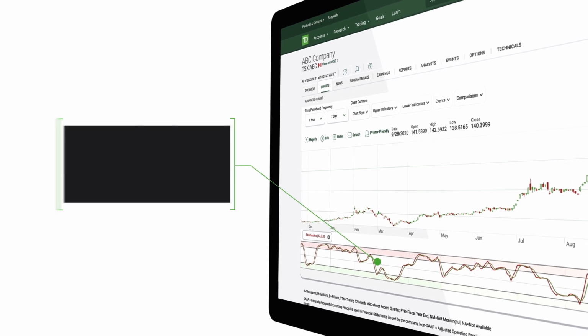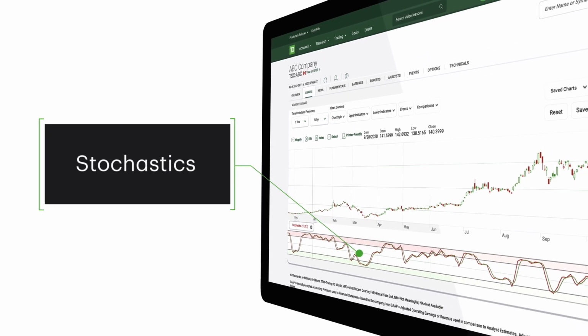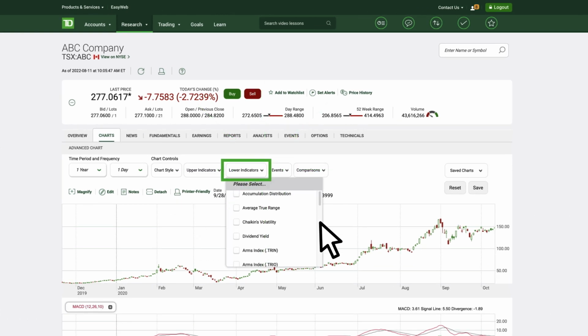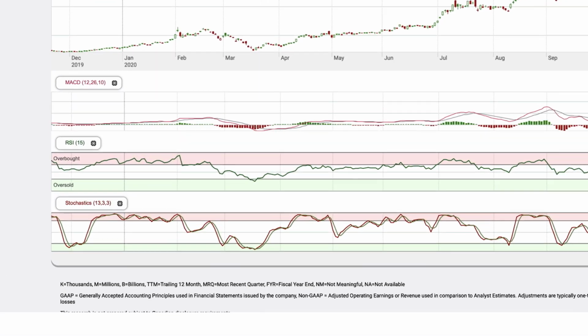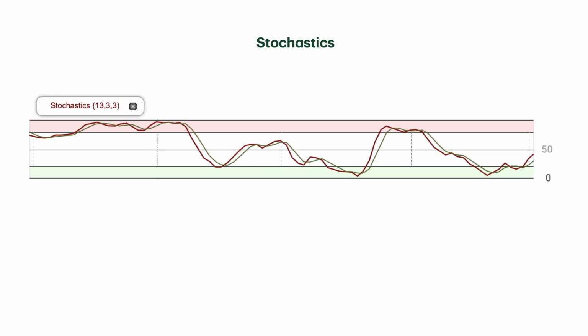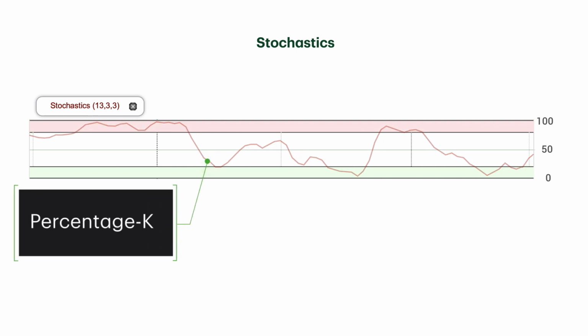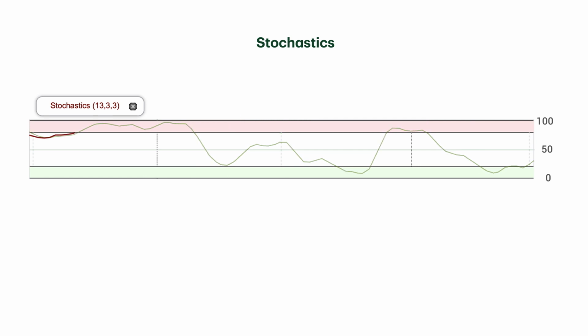The final momentum indicator we'll take you through is called Stochastics. You'll also find it in the Lower Indicators drop-down menu. Like the RSI, the Stochastics chart shows a range between 0 and 100. However, there are two lines oscillating here instead of one, the percentage K and the percentage D lines. While the RSI measures overbought and oversold conditions using closing prices, the percentage K line also factors in the highs and lows. The percentage D line is a 3-day simple moving average of the percentage K line.